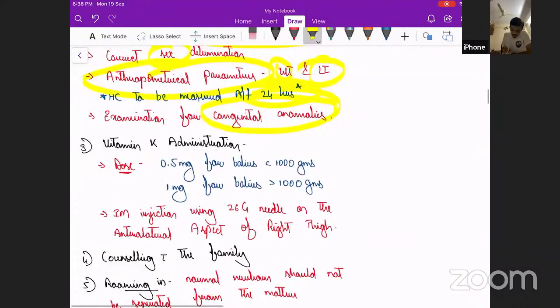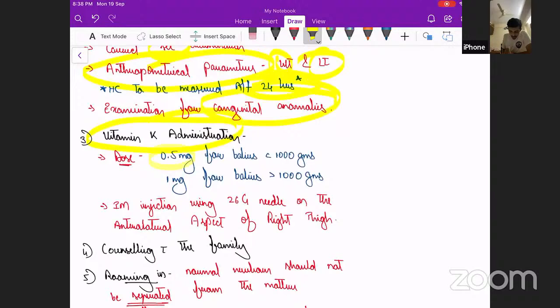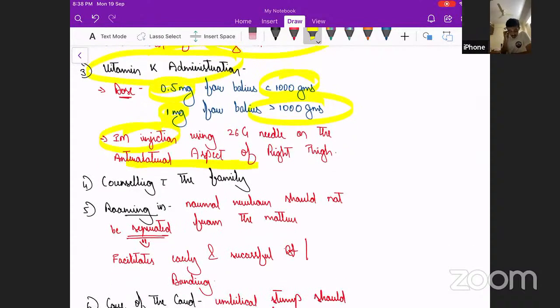Next, we administer vitamin K at the time of birth, the dose being 0.5 mg for babies less than 1000 grams and 1 mg for babies more than 1000 grams. IM injection is given on the anterolateral aspect of the right thigh. We administer vitamin K.